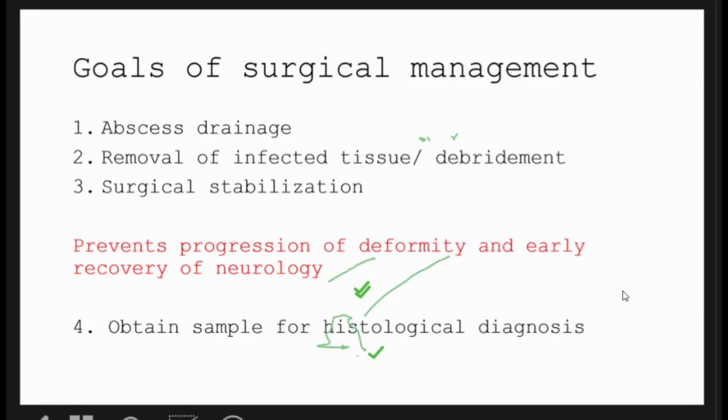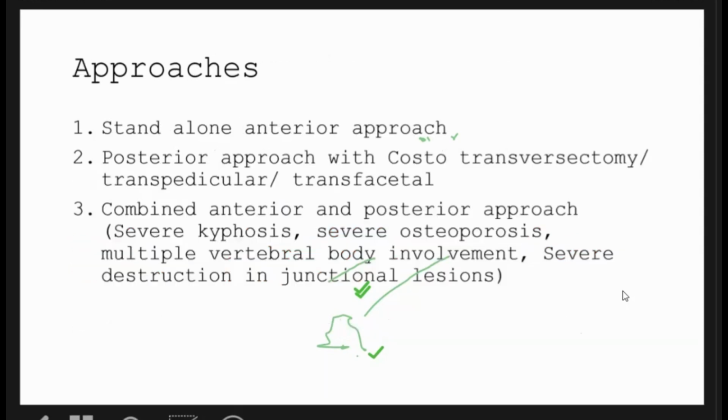Even in the case of pyogenic infection in the spine, if it's not resolving, we go on to stabilize the spine. So finally, if we operate on this, it will prevent the progression of deformity, and neurological recovery could be quite quicker. And also this helps us to get some histological diagnosis.